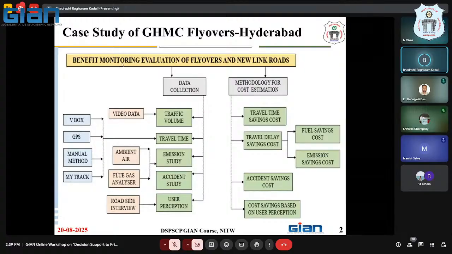That we generally call the benefit monitoring evaluation of the flyovers, and there are different other categories of roads also identified. So this is the overall methodology we set up, to understand what kind of benefits we expect to get from a project like the flyover. I'm not talking about the link roads and all. I'm only concentrating on the one single flyover data I have, because this project was completed a long period ago, almost 3 years back.